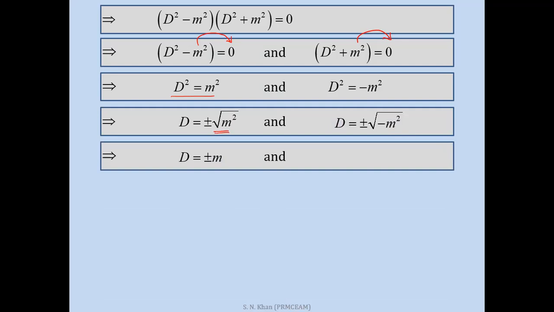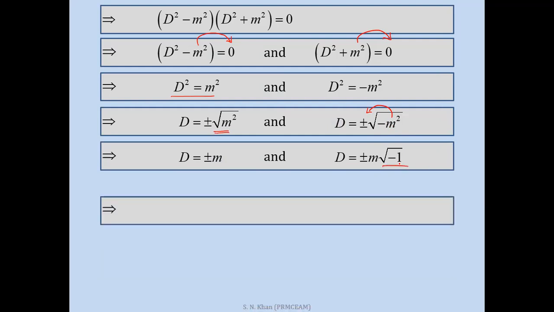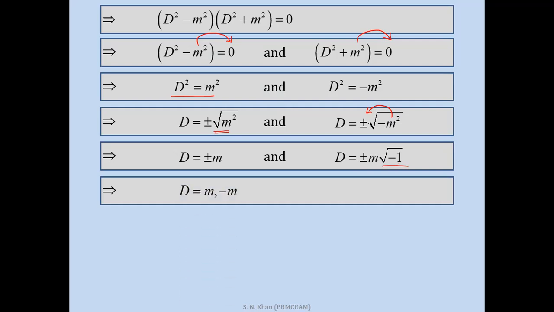But in the second bracket, we are having the square root of -m^2. So we cannot take this minus outside the root, but we can take this m^2 outside of this root. So if we take m^2 outside, it will become D = ±m times the remaining term, the square root of -1. And we know that the value of the square root of -1 is equal to i. So D = ±m means D = m, -m. These are the two roots from the first equation, and D = ±mi. These are the two roots from the second equation, since i equals the square root of -1.